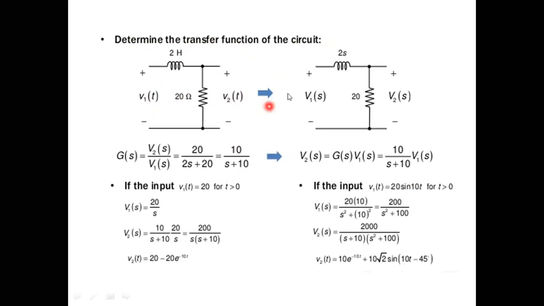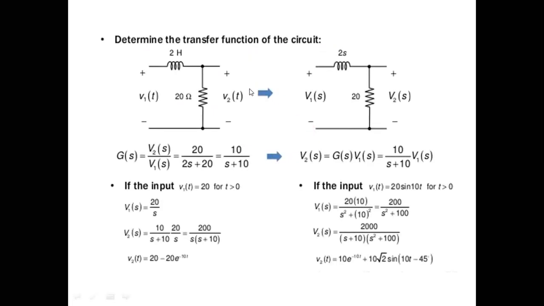So we have to convert it into the s domain, that is the Laplace domain. Here v1(t), in small letters, when converted into the Laplace domain becomes V1(s) in capital letters. Likewise v2(t) becomes V2(s). Likewise the 2 henry inductance is represented by sL, which is s multiplied by L, and since L is 2 henry, it comes to 2s. The resistance of 20 ohm remains 20 ohm in the Laplace domain.